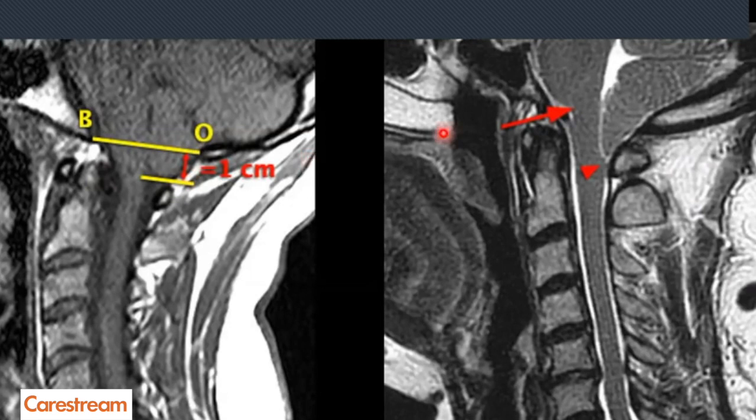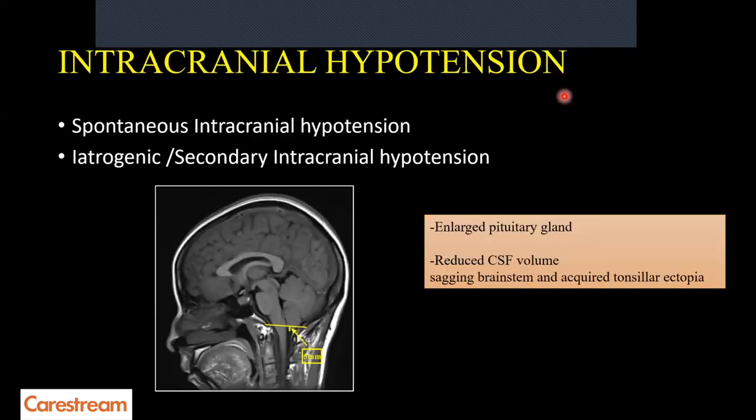This is a typical example of an adult Chiari malformation. Another place where you get this kind of sagging is intracranial hypotension, which could be spontaneous, or secondary intracranial hypotension, along with multiple features which you know about. The ones which can be identified on your midline sag are a bulky convex margin pituitary gland. Then there will be reduction in the distance between the mammillary body and the pons. So that is the mammillopontine distance. And also there will be sagging with inferior cerebellar tonsillar herniation.